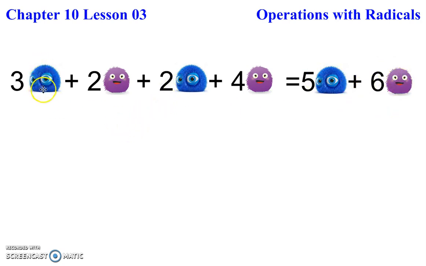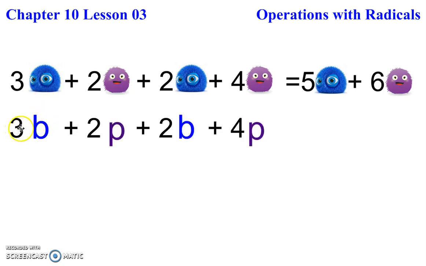Instead of using a picture of the blue guy, I could just use B as a variable. 3 of the blue guys and 2 of the purple guys, and along come another 2 blue guys and 4 purple guys. And so we have a total of 3B plus 2B gives us 5 blue guys and 6 purple guys. Right? This is how it works with variables combining like terms.